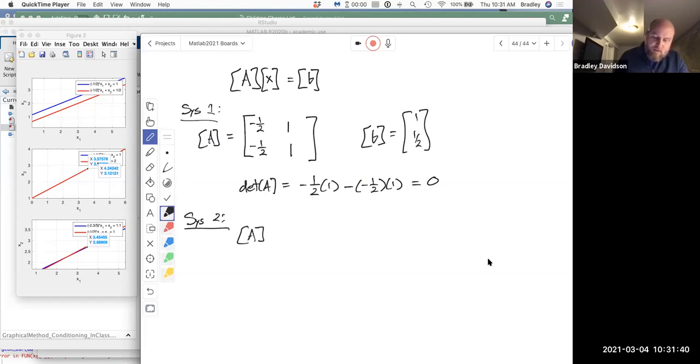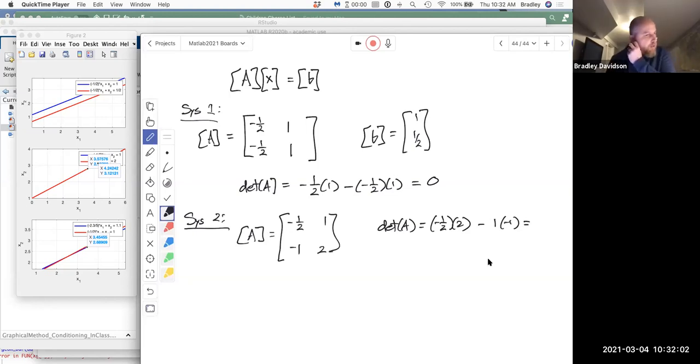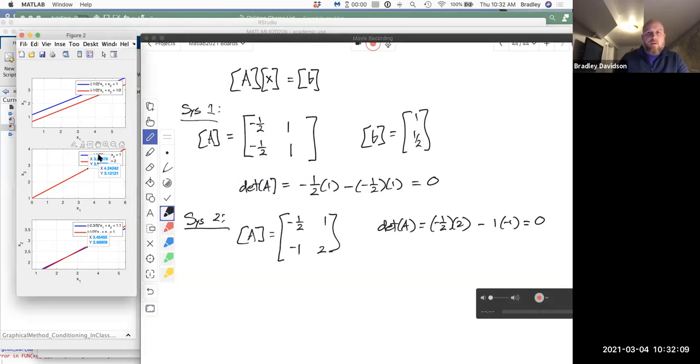Here our A matrix for system 2 is equal to negative 1/2, negative 1, 1, and 2. The determinant of A is negative 1/2 times 2 minus 1 times negative 1, and we're also going to get a 0 here. In system 2, recall that we had an infinite number of solutions, and we also see that our determinant is equal to 0. So you can see a theme here. Anytime you've got an A matrix and its determinant is equal to 0, we're going to have problems solving the system.